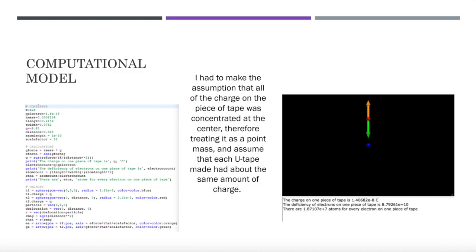For the computational model, I had to make the assumption that all of the charge on the piece of tape was concentrated at the center, and therefore I had to treat it as a point mass and assume that each tape that I made throughout the experiment had about the same charge. On the left, you can see the GlowScript code. At the top, I'm giving values to each of the constants, which are just data that I got from my experimental model. And then for the calculations, I'm doing the same exact calculations I did for the experimental model. And on the right, you can see that the charge of one piece of tape is roughly 1.4 times 10 to the negative 8 coulombs.